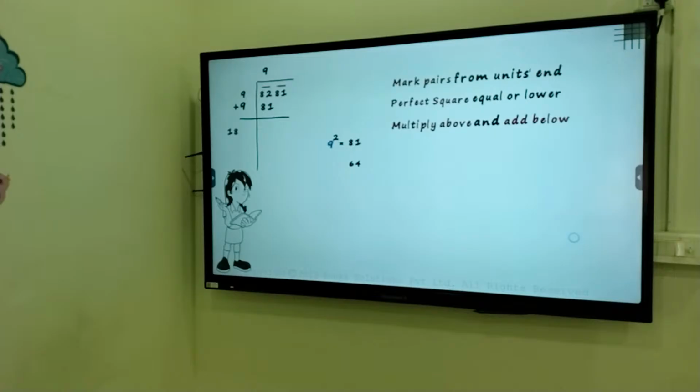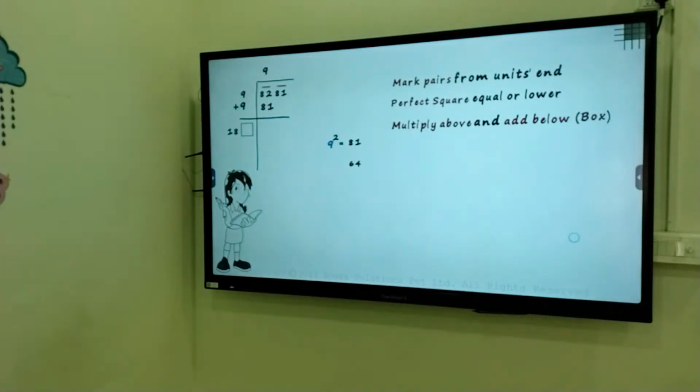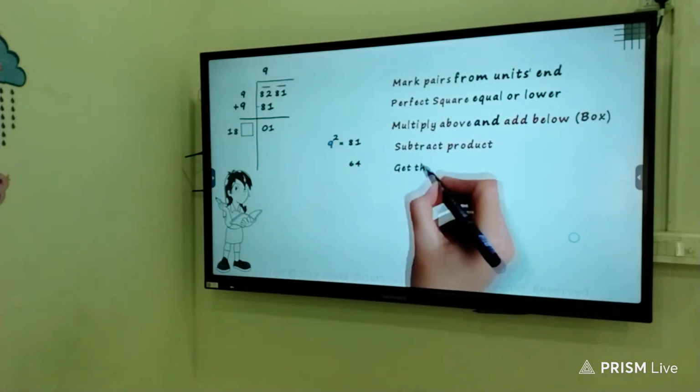If you observe it well, you will see that I have left some space next to the sum of 9s. That space is kept for the box. So we draw an empty box here. And inside this box, we will be writing some digit. Our next aim is to find this digit. The next 3 steps are super simple. We just subtract the product from the number above it. The product we got was 81. The number above it is 82. We subtract 81 from 82 and get 1. And then we bring the next pair down.